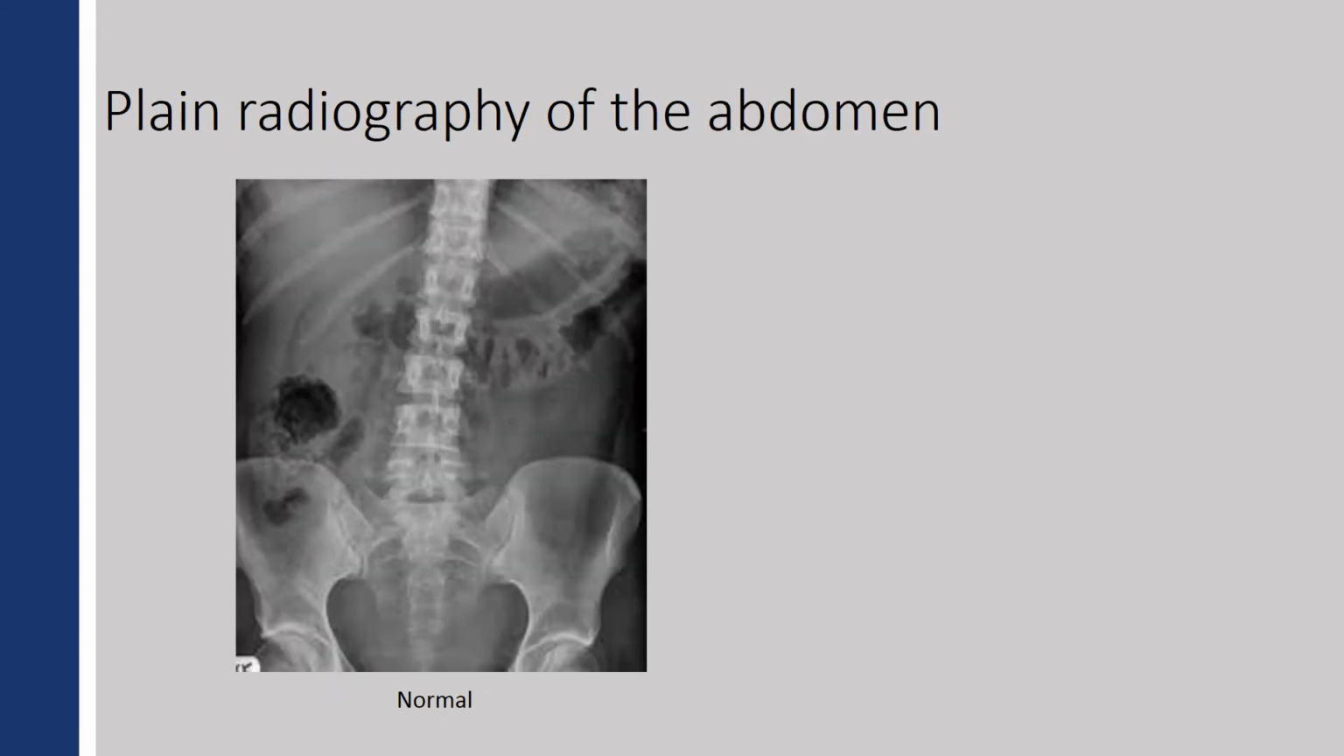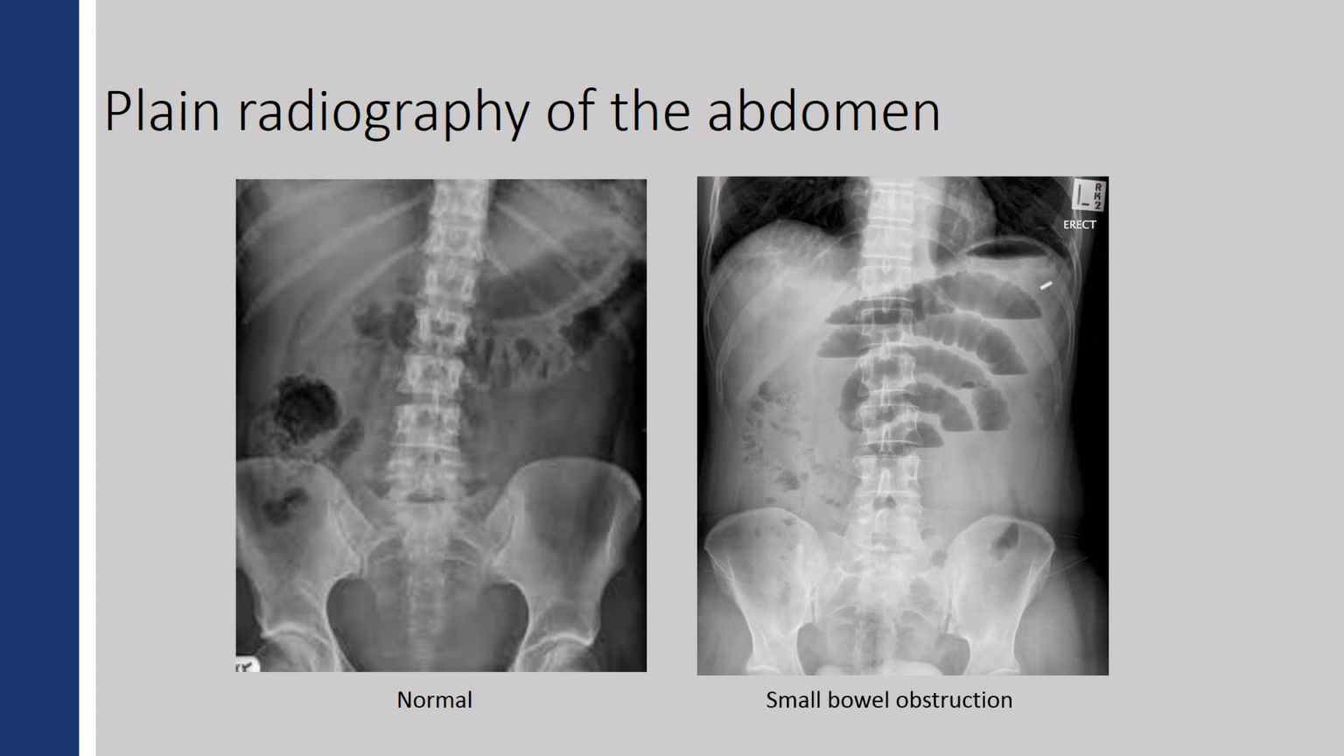So this study should look fairly familiar because we looked at it early in this discussion. This is plain radiographs, and we saw on the plain radiographs there was a limited number of things that we could do, and one of the things we could look at is bowel gas. And we compared a normal bowel gas pattern versus a small bowel obstruction, and so plain radiography is pretty good for looking at small bowel obstruction.